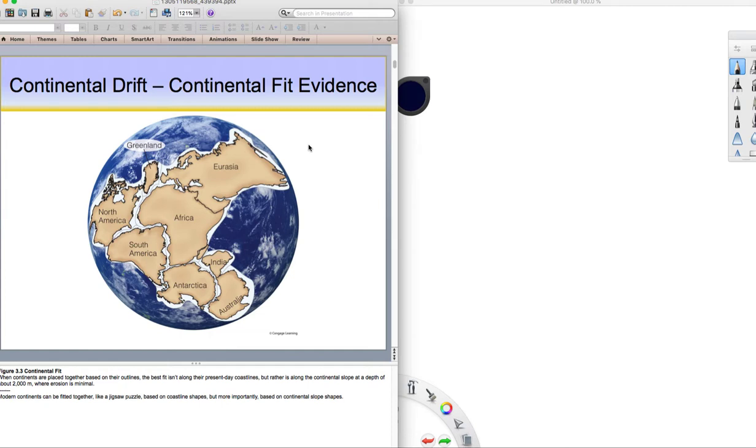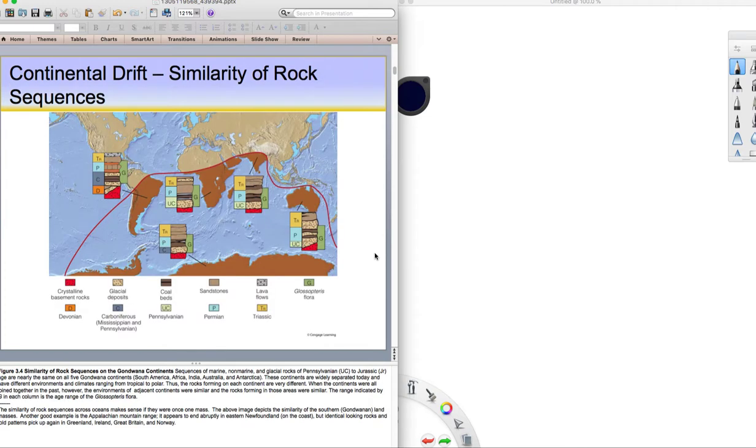So here's a picture of continental drift and the coastline fit. Note that we look at the shapes of the coastlines, especially between South America and Africa. There's a good fit. Also between the west coast of North Africa and the east coast of North America makes a good fit. And then for the rock records, here's a good example: the red here represents crystalline basement rock like granite or some sort of metamorphic rock.